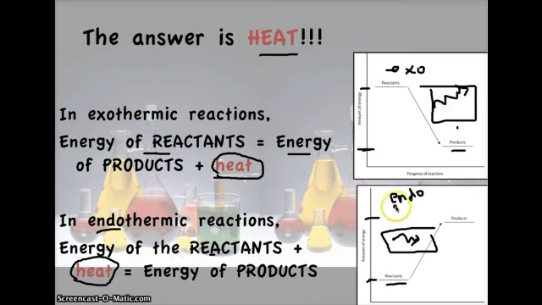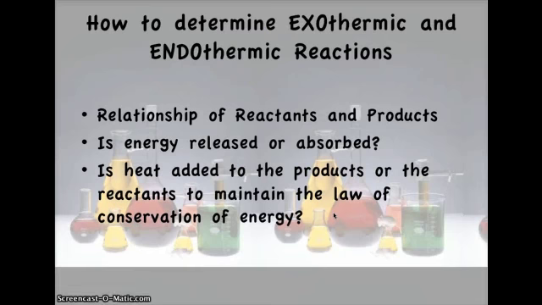Again, these graphs are very important to distinguish between exo and endothermic. You're going to have to be able to identify which graph is which and then tell us which side the heat belongs on. Okay? So heat is what helps us maintain the law of conservation of energy in exo and endothermic reactions.